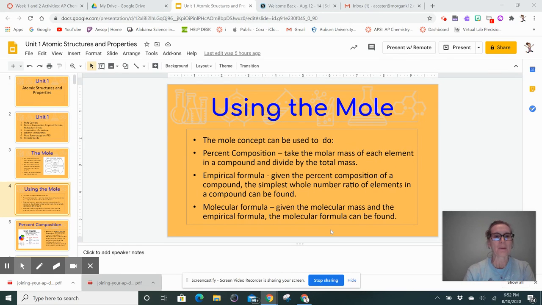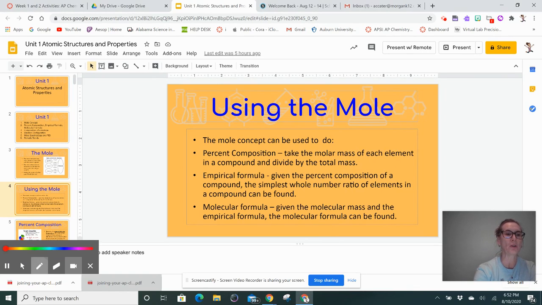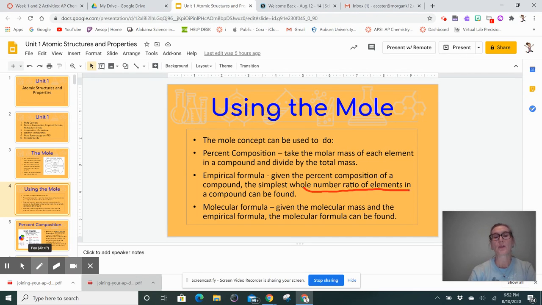So we left off at empirical formula. So we said empirical formula is the simplest whole number ratio of the elements in a compound. Comparing that to molecular formula, which is the actual number of atoms in a compound. So it's the molecular mass, and we find that molecular mass by adding up the mass of all of the elements and atoms in that particular compound.